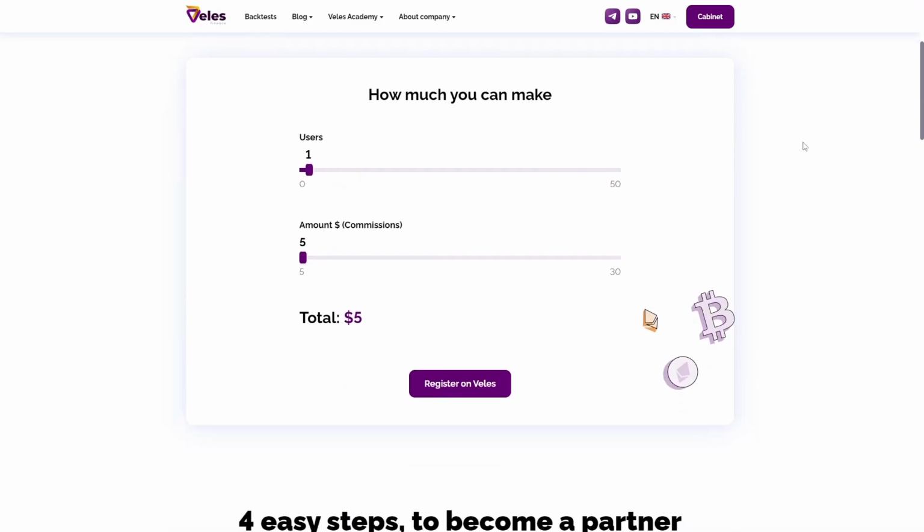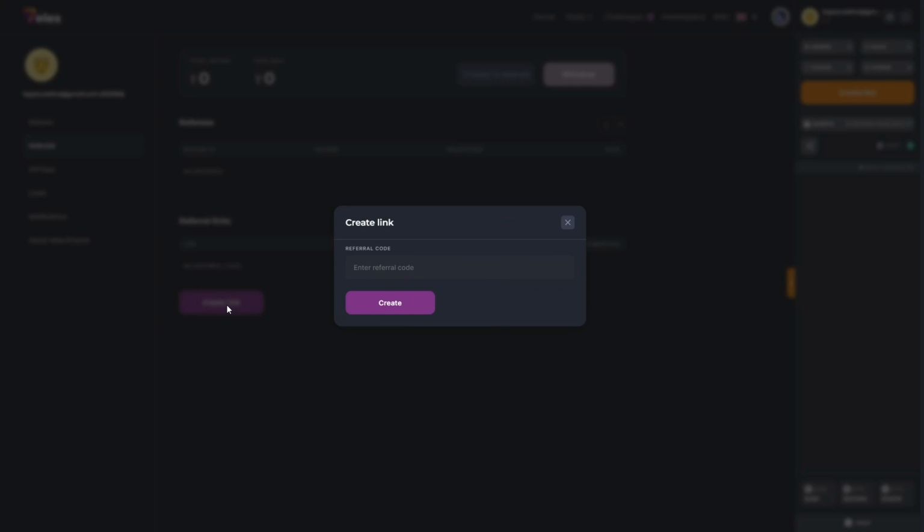On the Veles platform, you can earn not only by trading with bots, but also from invited friends. We will pay you up to approximately $30 for each friend who trades on Veles. You can create a referral link in the referrals section of the platform.